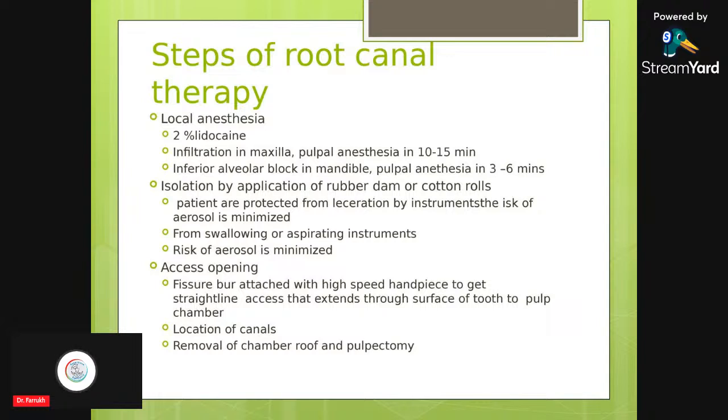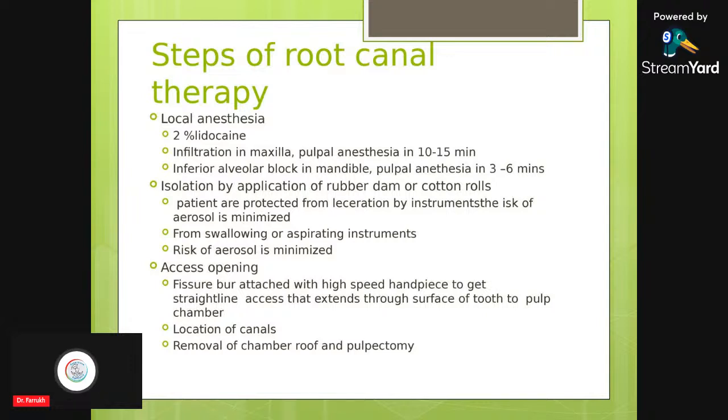2% lidocaine is given in the form of infiltration or inferior alveolar nerve block. When you are giving infiltration, it is basically given in the maxilla. The pulpal anesthesia acts in 10 to 15 minutes. When you are giving an inferior alveolar block, basically in the mandible, the pulpal anesthesia may work in 3 to 6 minutes.